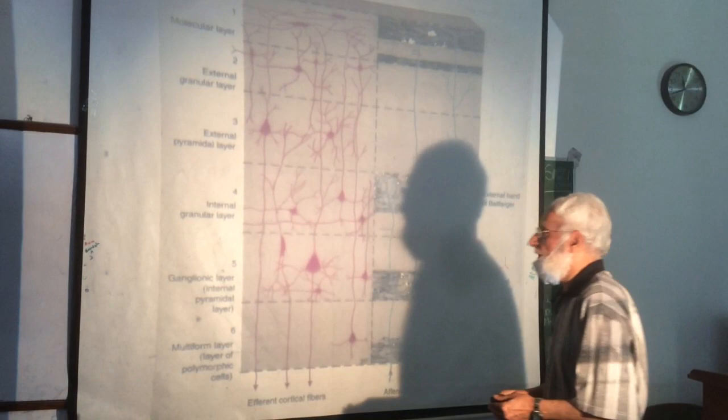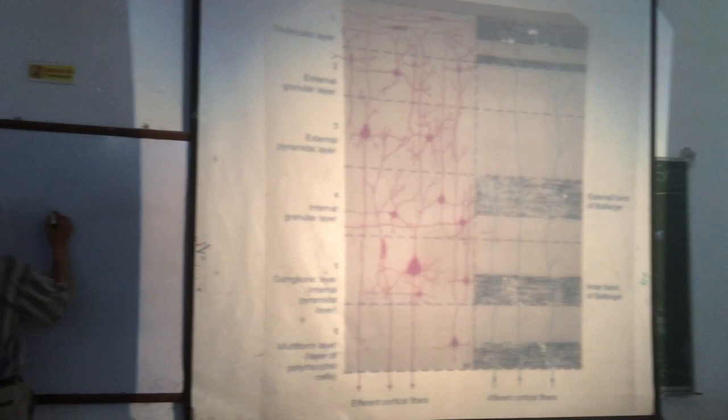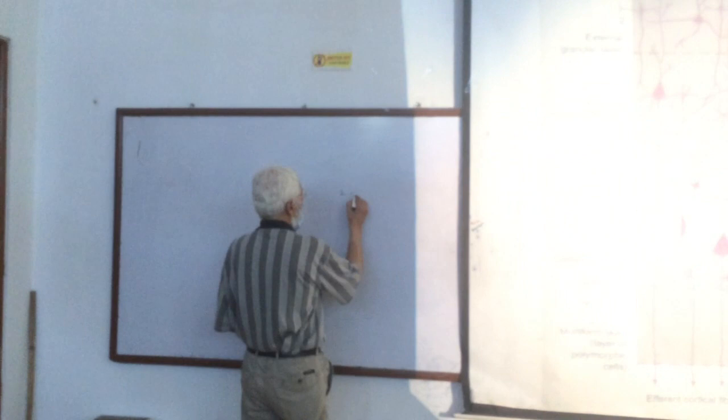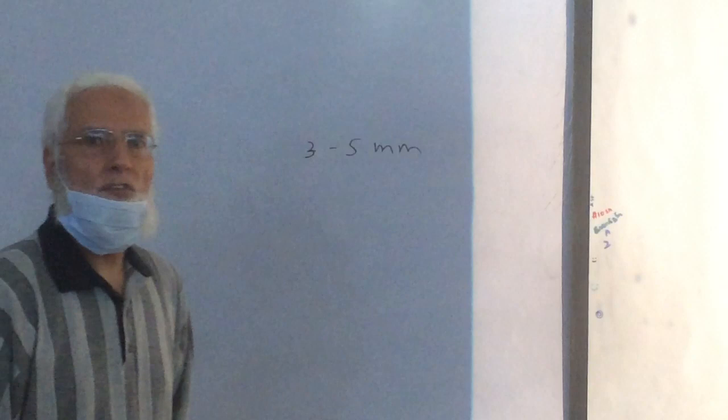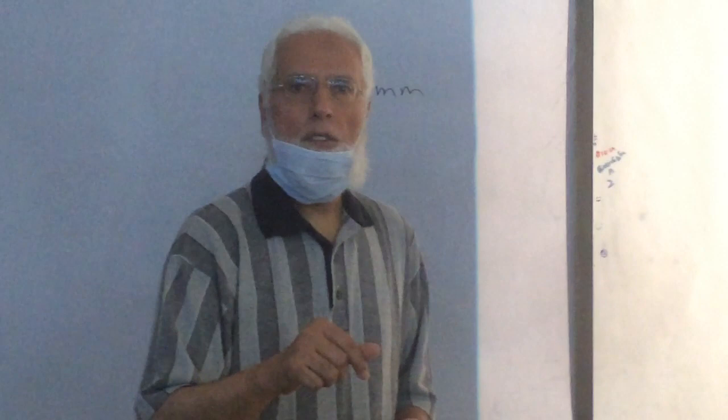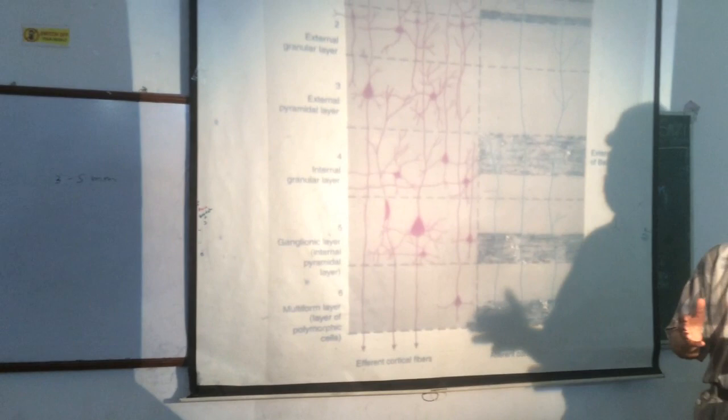The thickness of the cerebral cortex is about 3 to 5 millimeters. The cerebral cortex is thrown into folds, which are called gyri, separated by fissures or sulci.